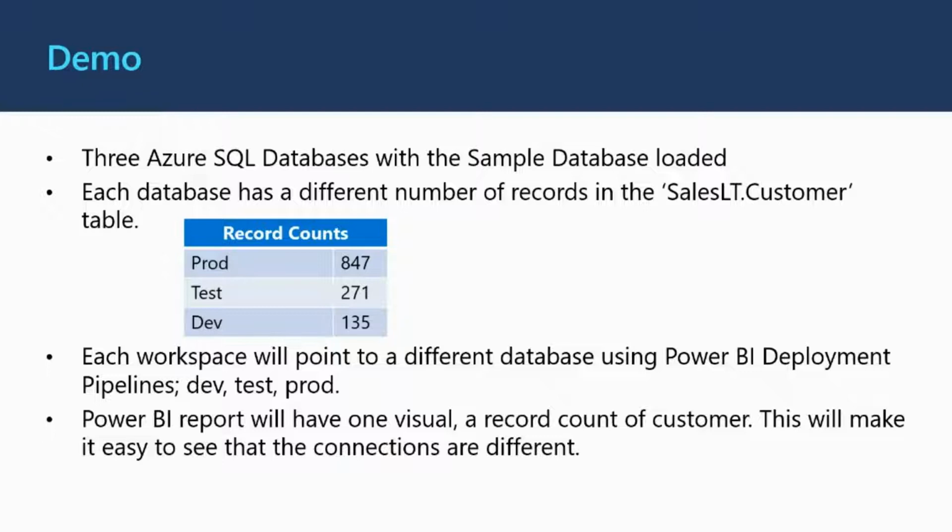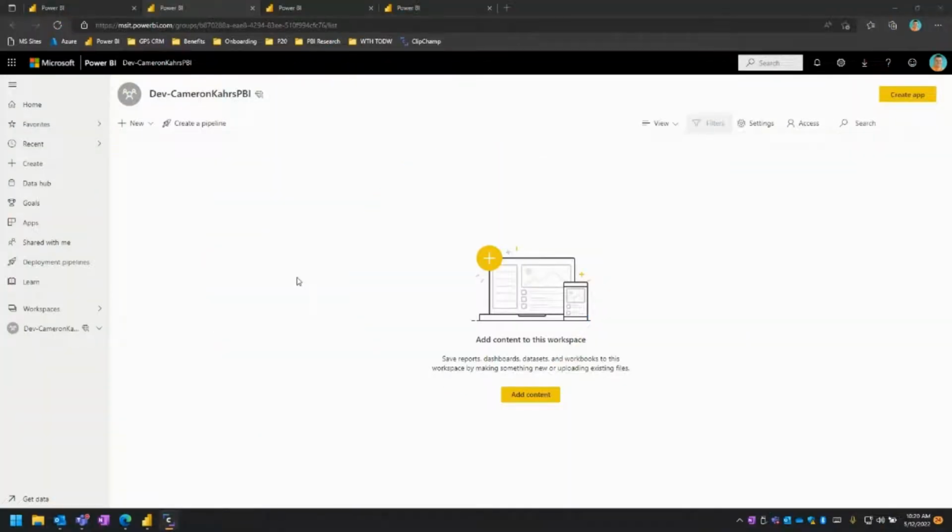So each workspace is going to point to a different database using these Power BI deployment pipelines. The report's just going to have one visual, a record count of customers. That'll just make it easy to see which connection we're in. All right, so let's start the demo.